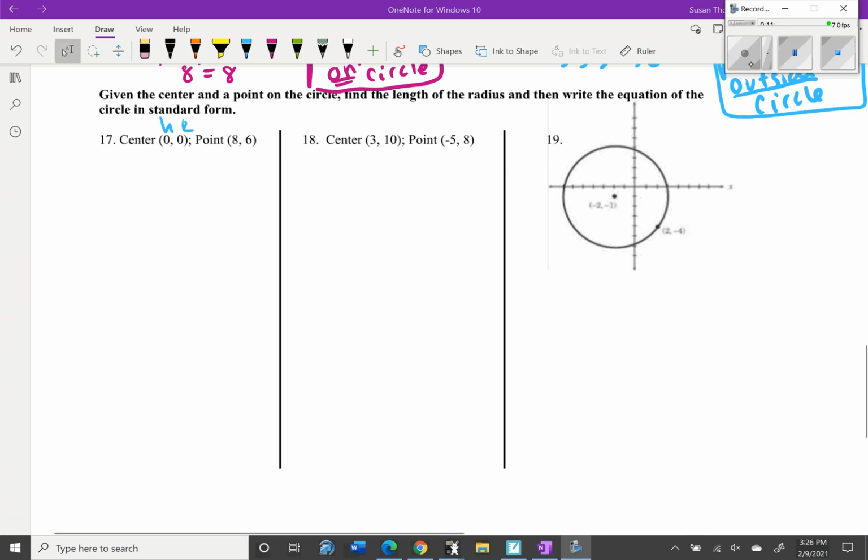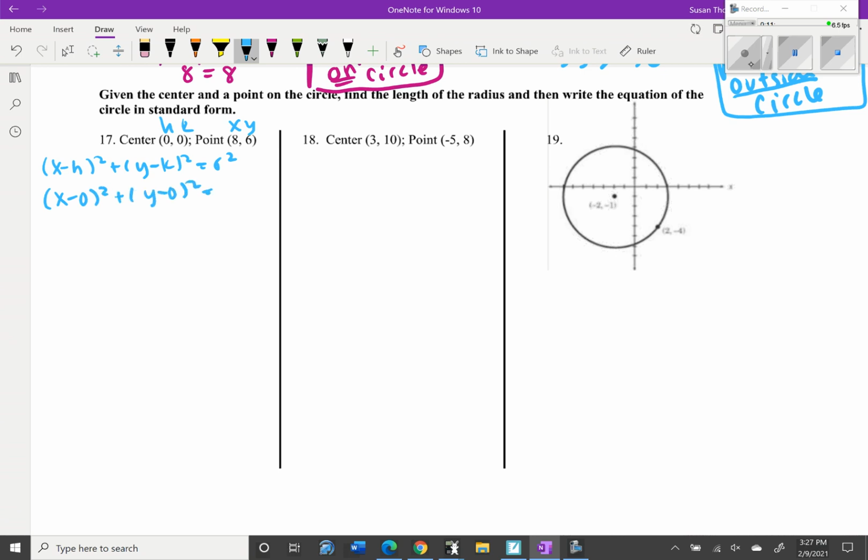So this is x and y. So we're going to plug it into our equation. So remember, x minus h squared plus y minus k squared equals r squared. So we're plugging h and k in. So we would get x minus 0 squared plus y minus 0 squared equals r squared. So this is really x squared plus y squared equals r squared.